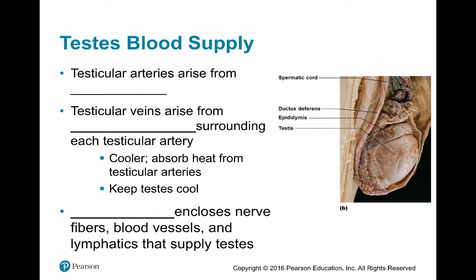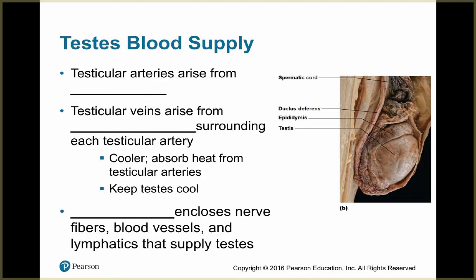Now, when we're talking about blood supply, nutrients, and oxygen, and how everything is maintained in the testes, the testicular arteries basically arise from the abdominal aorta. And you'll remember this, that main area that comes out in the back. Now, the testicular veins actually arise from the pampiniform venous plexus.